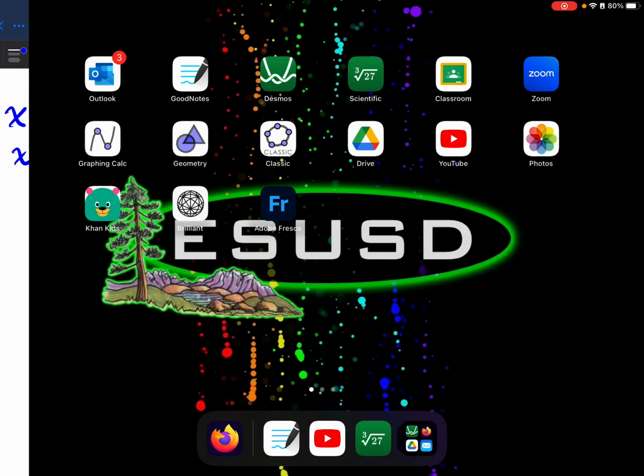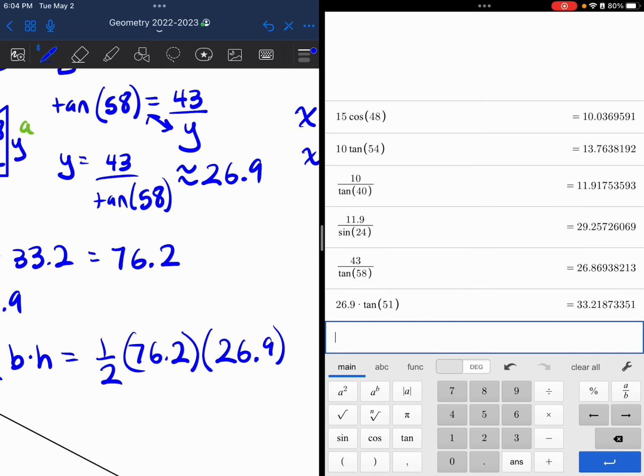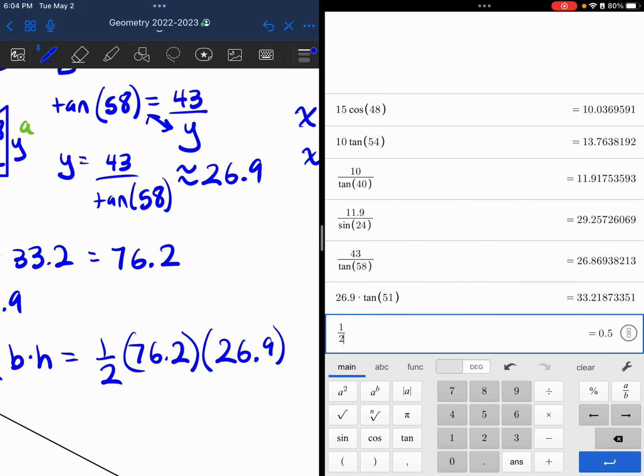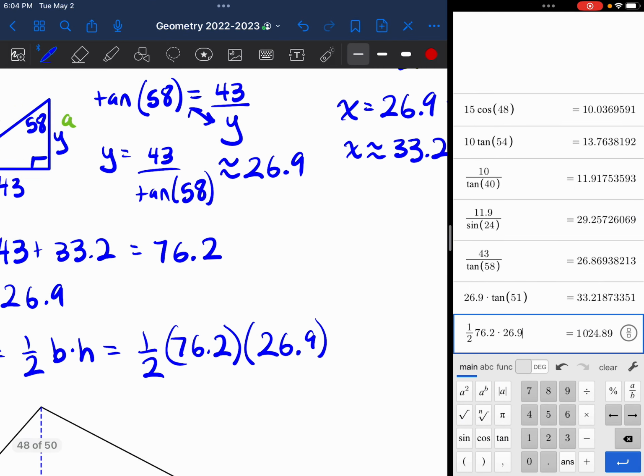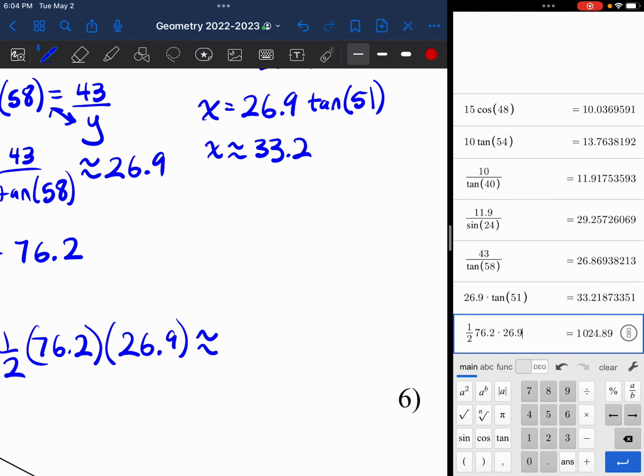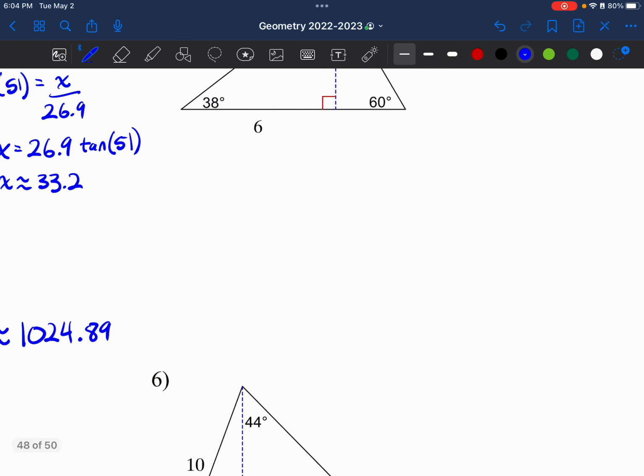I'm going to split the screen with my scientific calculator, and I'm going to say, what is 1/2 times 76.2 times 26.9, and I get 1024.89. So let me move this to the right a little bit. Again, we're rounding, so I'm using the approximately symbol. This is 1024.89, and then we're going to check the back and see if that's correct.